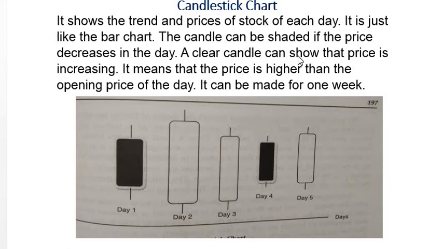This candlestick chart can be made for 1 week. And here what happens is, if there is a decrease in the price, the candle will be shaded. If there is no decrease in the price, if it is a clear candle, it means that there is an increase in the share price. And see here, the first day it is shaded, it means the price is decreasing. Second day there is an increase in the price.